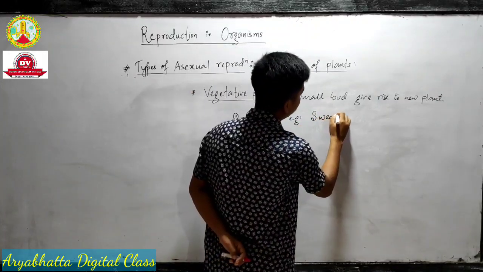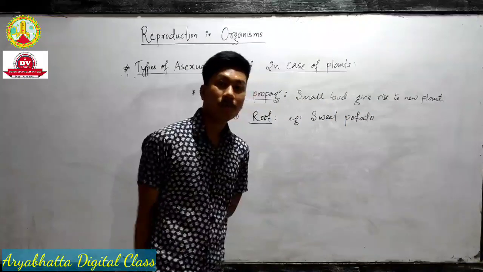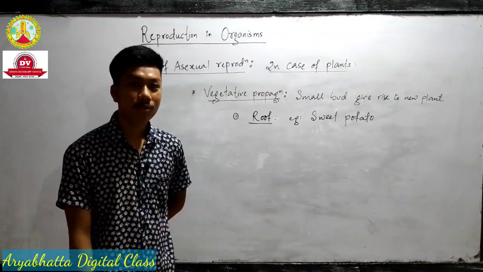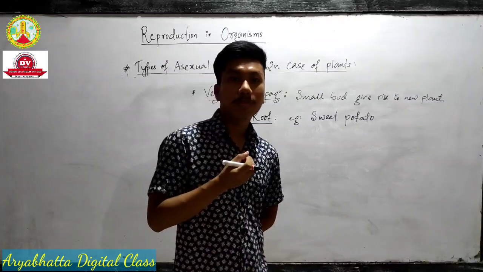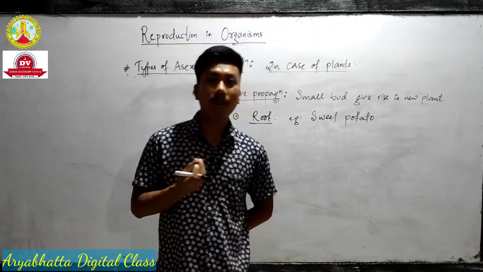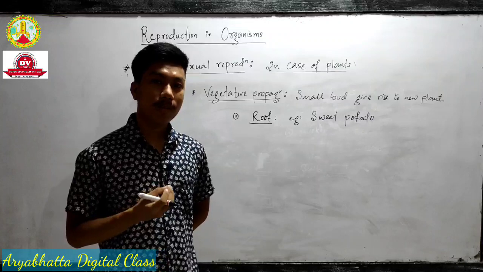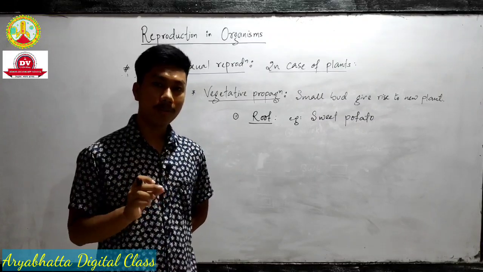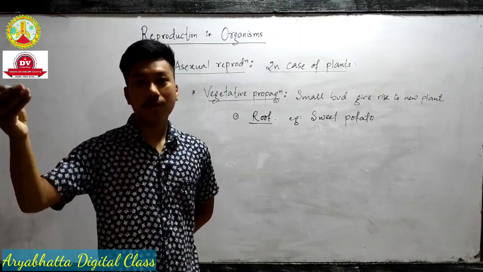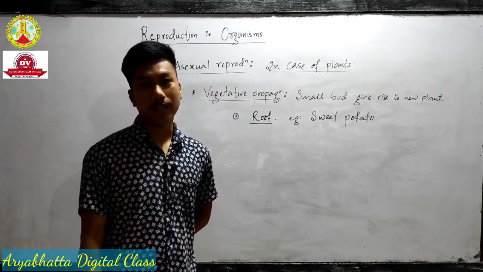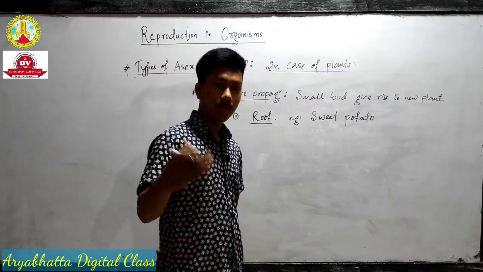Sweet potato. I guess you might have seen sweet potato, right? In case of sweet potato, what do we consume? We consume the root part. So what happens in case of sweet potato? From the root region, a small tiny bud develops, and that bud gives rise to a new plant, that is a new individual.